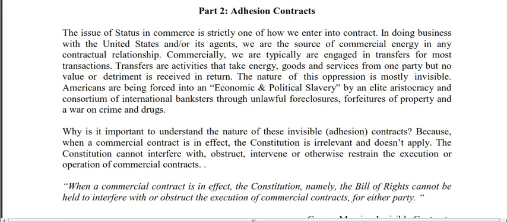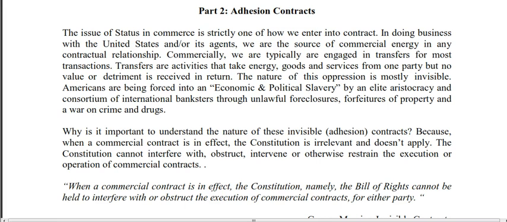Part 2, Adhesion Contracts. The issue of status in commerce is simply one of how we enter into contract. In doing business with the United States and/or its agents, we are the source of commercial energy in any contractual relationship. Commercially, we are typically engaged in transfers for most transactions. Transfers are activities that take energy, goods, and services from one party, but no value or detriment is received in return. The nature of this oppression is mostly invisible.